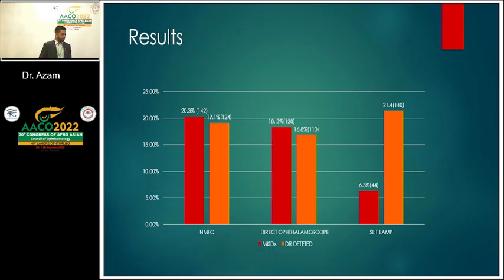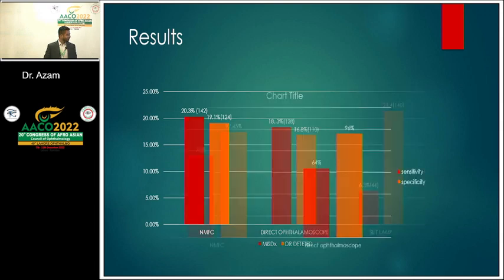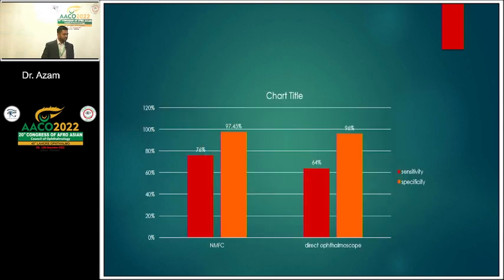And these are the results of our study, which show that diabetic retinopathy was detected in 19% of the eyes through the non-mydriatic fundus camera, 16% of the eyes with direct ophthalmoscope, and 21% of the eyes with slit lamp. The number of patients was 349, and the number of eyes was 698. This is the chart of sensitivity and specificity. The sensitivity of the non-mydriatic fundus camera was 76%, while that of direct ophthalmoscopy was 64%. Specificity was 97% with NMFC, while 96% with direct ophthalmoscope.